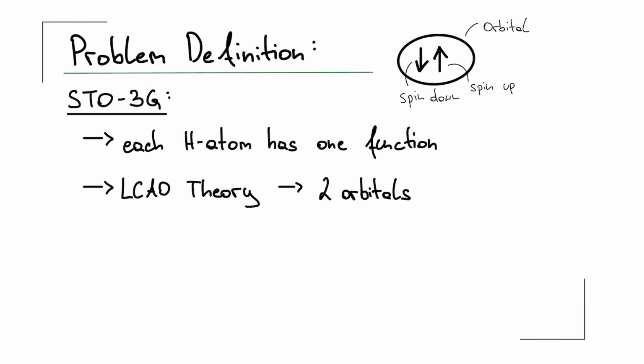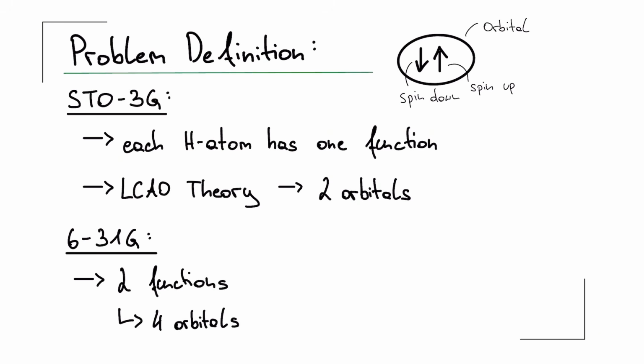So in our case, with H2 in the STO3G basis, we describe each hydrogen atom with one function, and together that gives us 2 orbitals, one bonding and one antibonding, or equivalently 4 spin orbitals, since each orbital can hold 2 electrons with opposite spins. If we were to use a larger basis like 6-31G, we would describe each hydrogen atom with 2 functions, and then we'd get 4 molecular orbitals in total, 2 bonding and 2 antibonding. But for now, with STO3G, we're keeping it minimal.